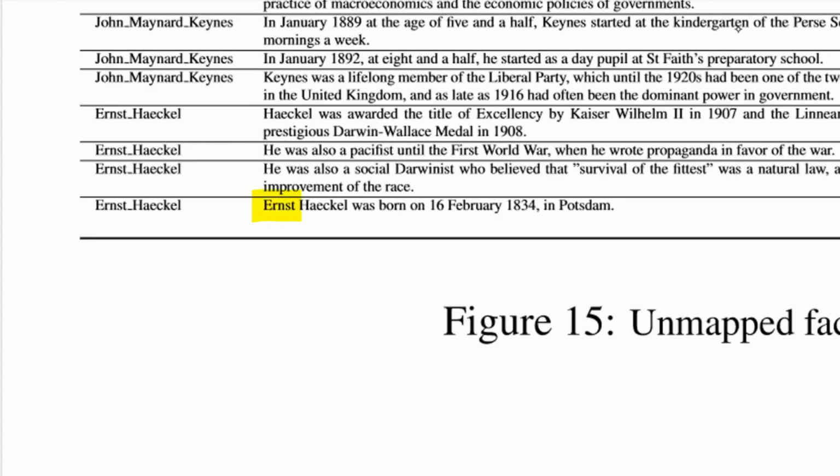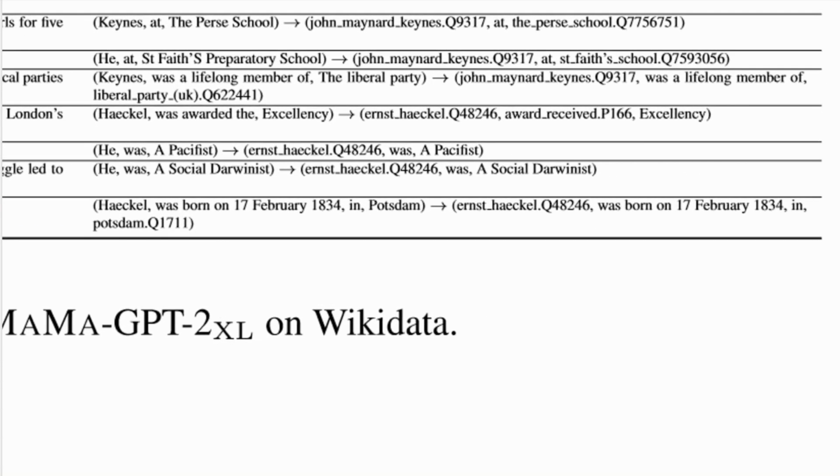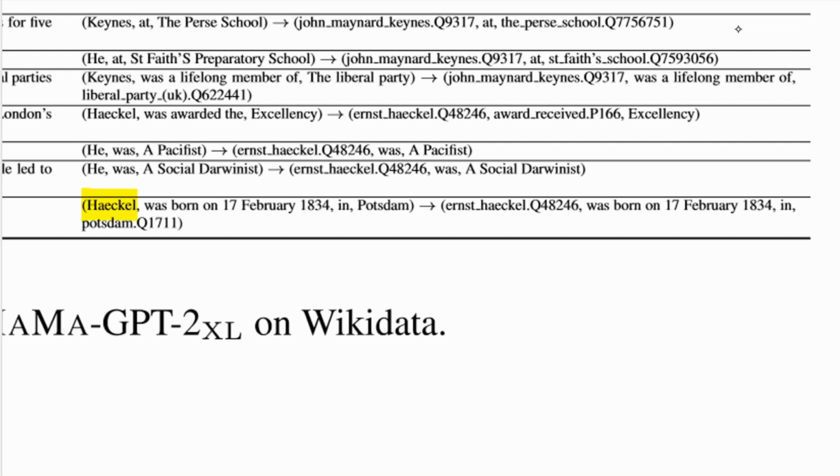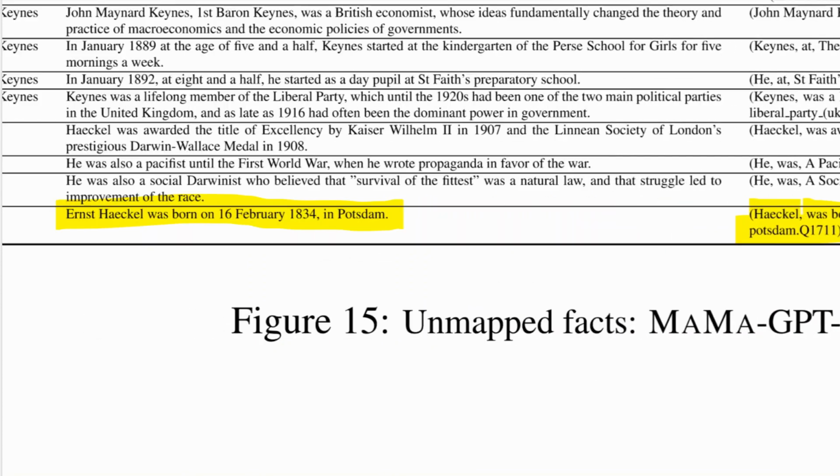Okay. Ernst Haeckel was born 16th of February 1834 in Potsdam. So the extracted thing is Haeckel was born on 17th of February 1833 in Potsdam. Okay, so that maps to something in the knowledge base schema. This is in the schema, but 'was born on 17th of February 1833 in' is simply a failure of the relation linker.